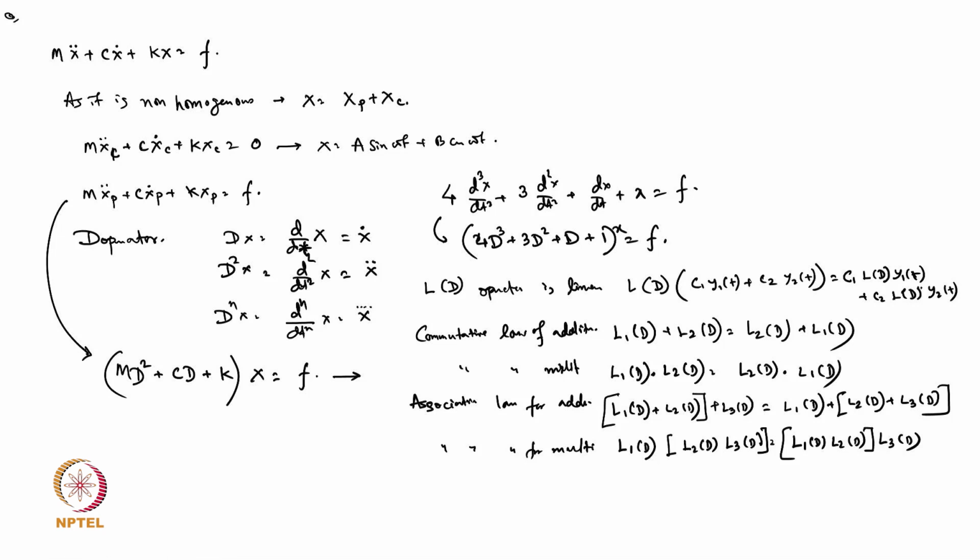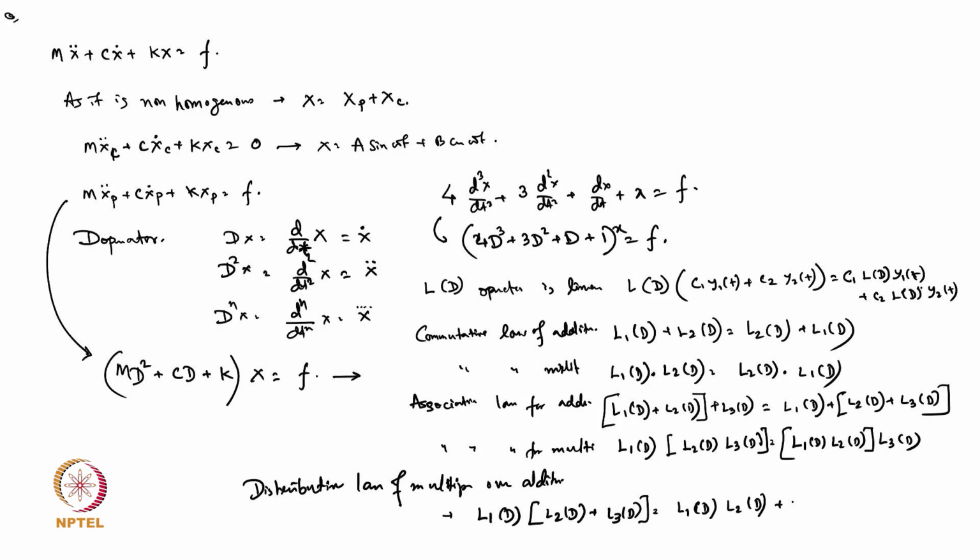And then the distributive law of multiplication over addition. So the distributive law of multiplication over addition is telling me that L1(D) over L2(D) plus L3(D) can be written as L1(D) into L2(D) plus L1(D) into L3(D).